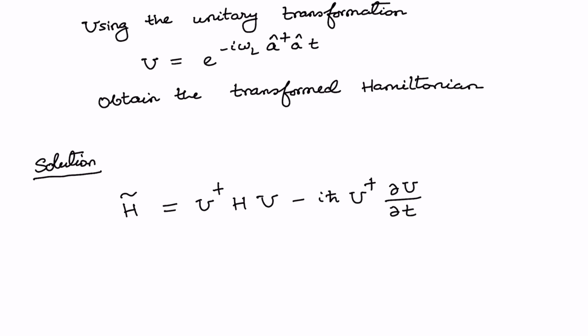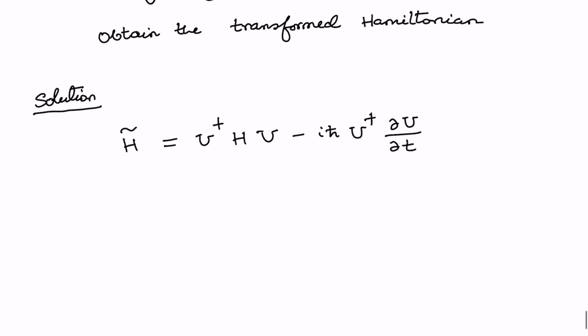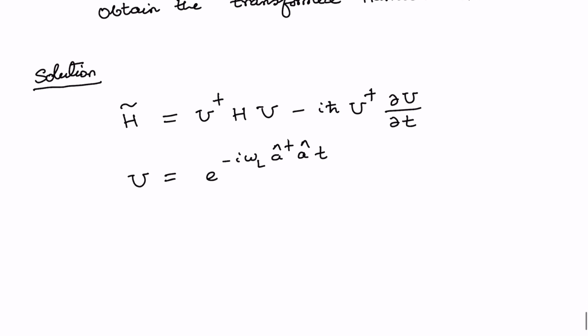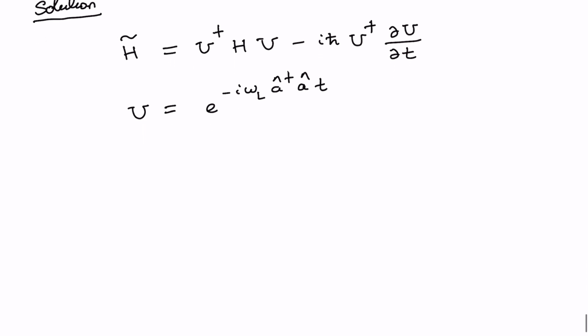This is going to be the transformed Hamiltonian, and here u, the unitary operator, is given as e to the power minus i omega_L a† a t. Okay, so we know the Baker-Hausdorff formula. Let me write it again.